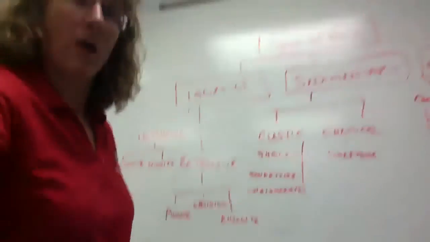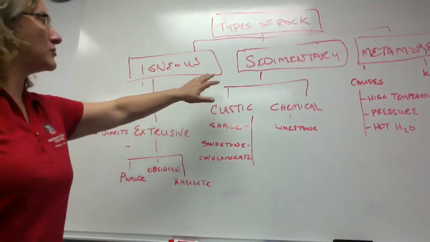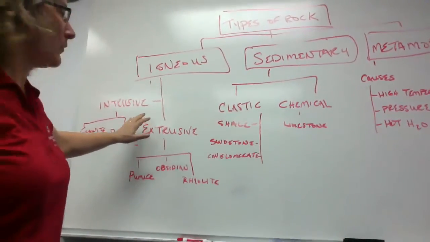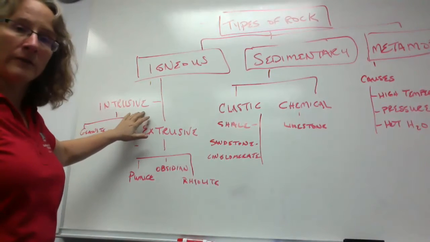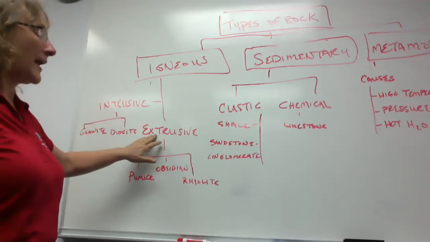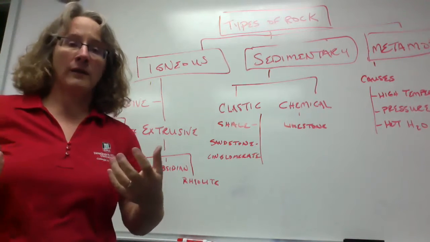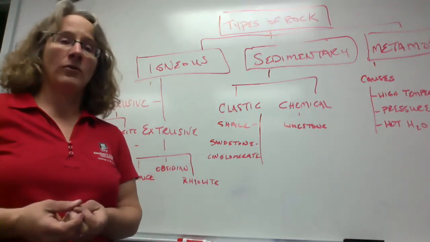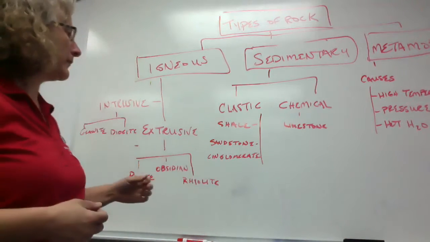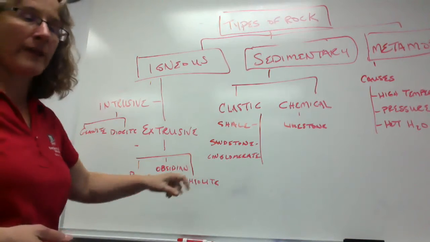So we have types of rock, identified in the text as three major kinds: igneous, sedimentary, and metamorphic. It also highlights that there are two kinds of igneous: intrusive and extrusive. Intrusive is when the rock cools inside the earth, and extrusive is when the magma cools on the outside. There are two kinds of intrusive, and three kinds of extrusive.